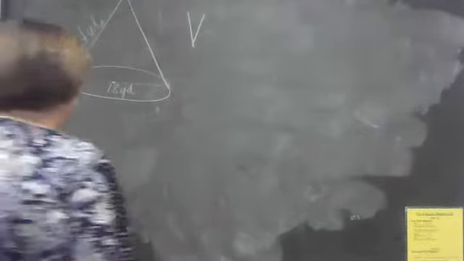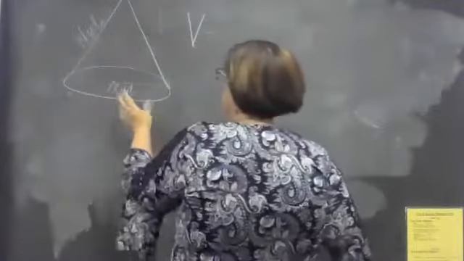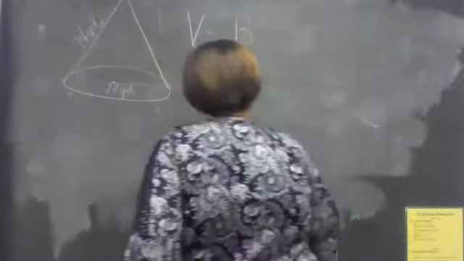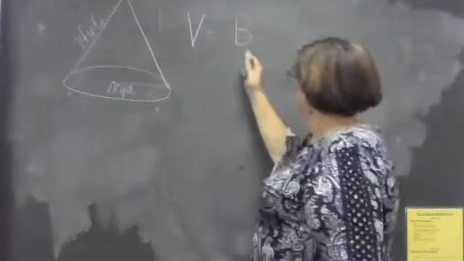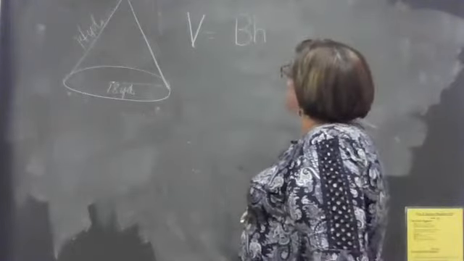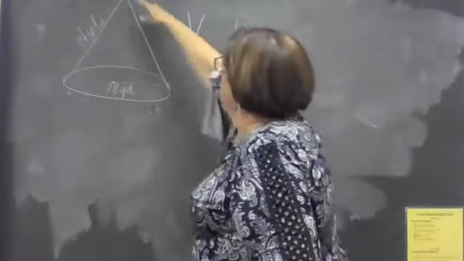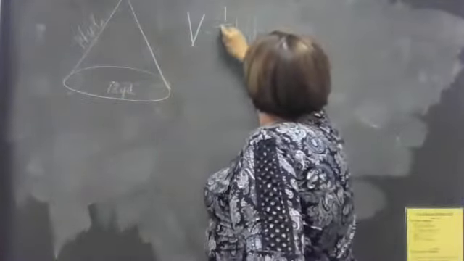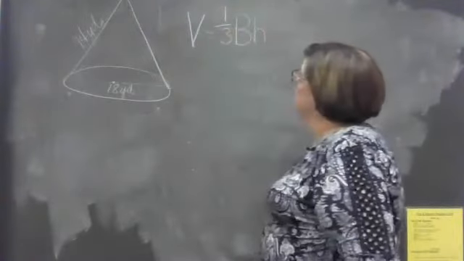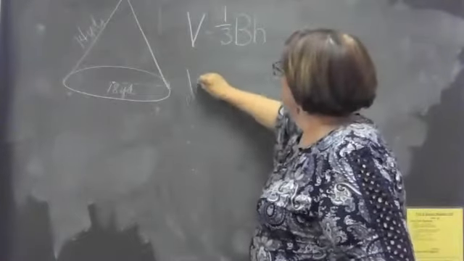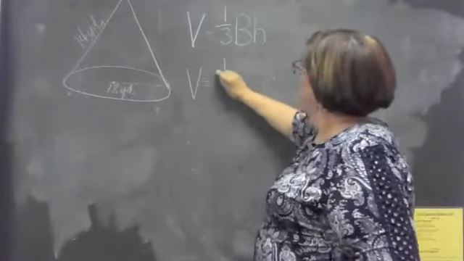Now, we found out yesterday that to find the volume of a pyramid or a cone, you have to find the area of the base first. Remember, the capital B is the area of the base times the height. And on a pyramid or a cone, they only have one base. So we divide it by 3 or take it times 1/3.